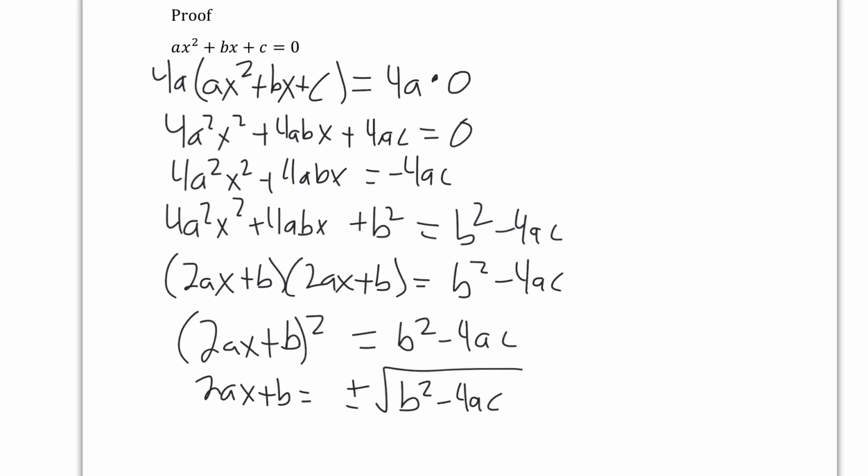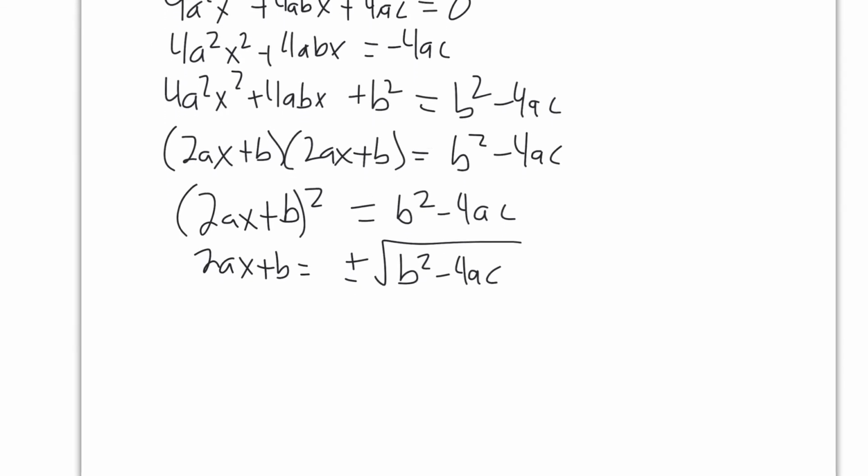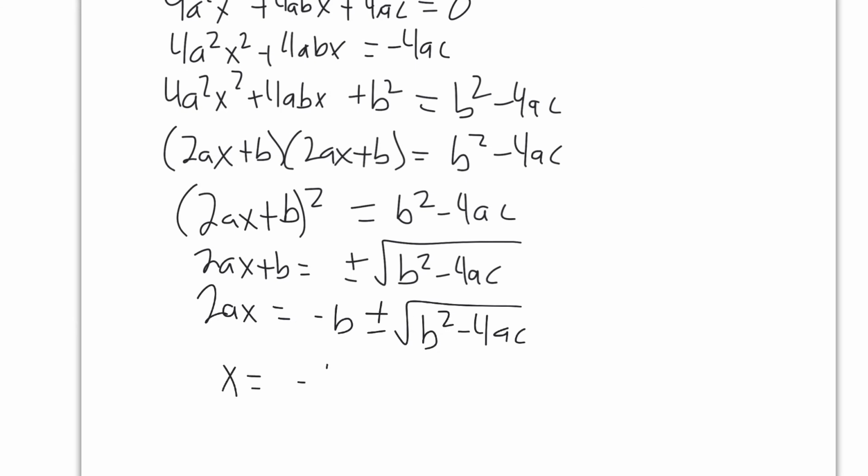Maybe you're starting to see the formula come together a little bit here. Next up, I've got to move that b to the other side because I want x all by itself. So I'm going to get negative b plus or minus the square root of b squared minus 4ac. And finally, I want to divide by 2a to get x all by itself: negative b plus or minus the square root of b squared minus 4ac, over 2a. Well, there you go. We finished our proof.